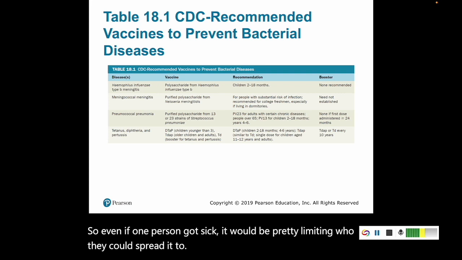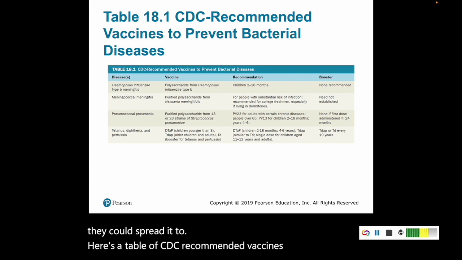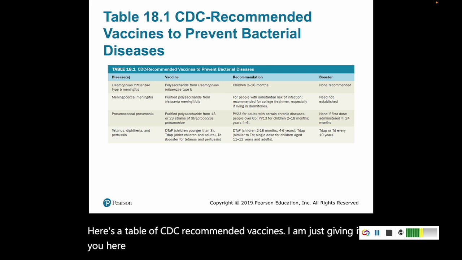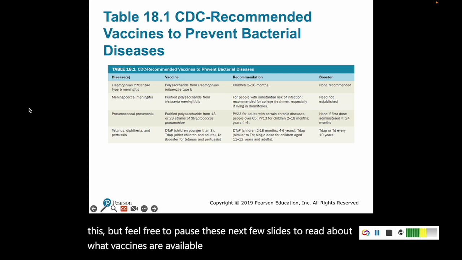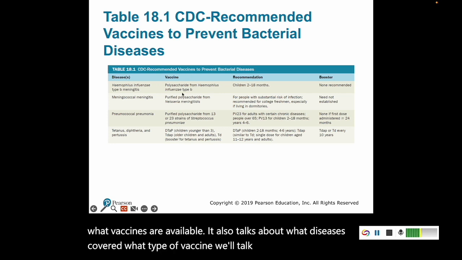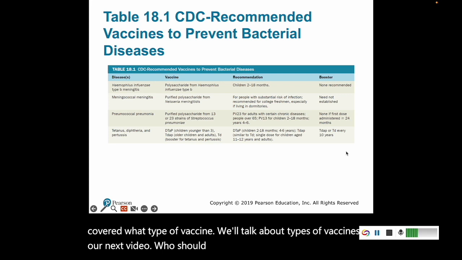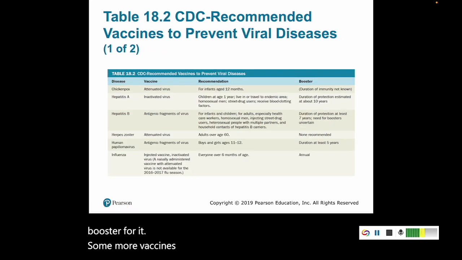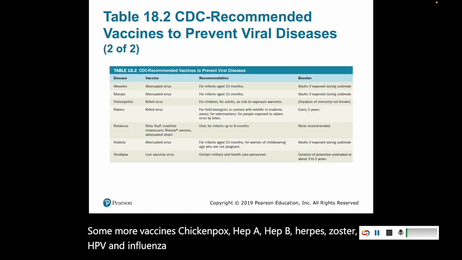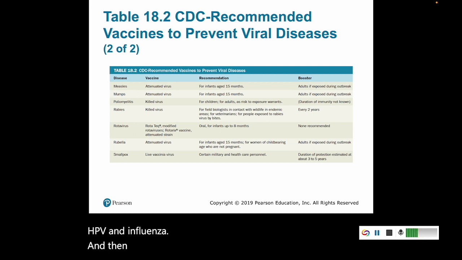Here's a table of CDC-recommended vaccines. I am just giving it to you here for your information. I'm not going to quiz you about this, but feel free to pause these next few slides to read about what vaccines are available. It also talks about what disease is covered, what type of vaccine, we'll talk about types of vaccines in our next video, who should be getting it, and if you need a booster for it. Some more vaccines: chickenpox, Hep A, Hep B, herpes zoster, HPV, and influenza, and then measles, mumps, polio, rabies, rotavirus, rubella, and smallpox.